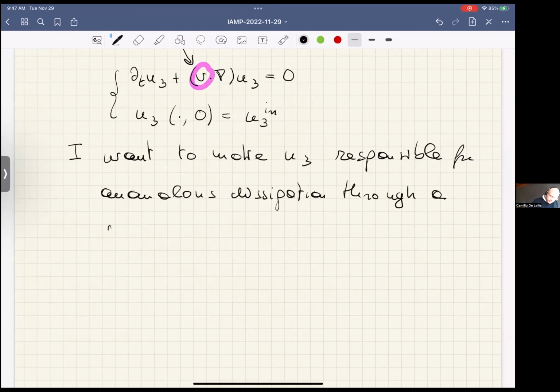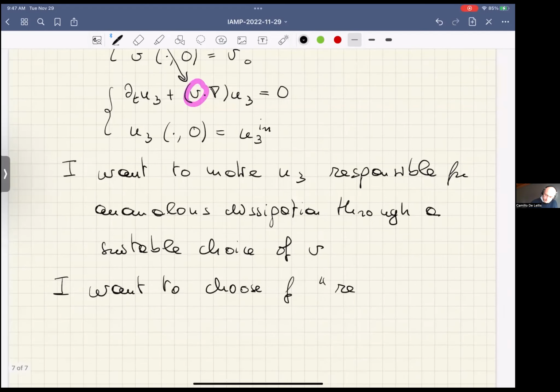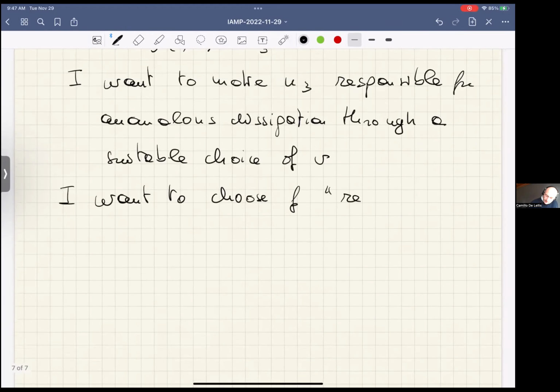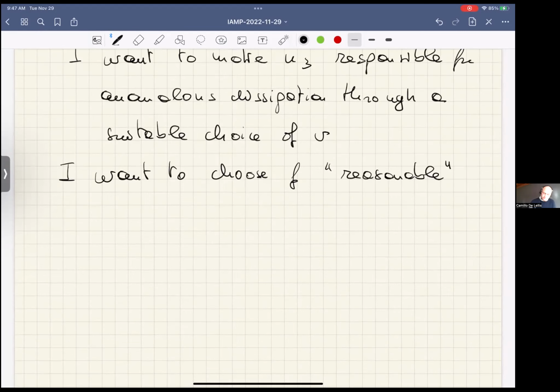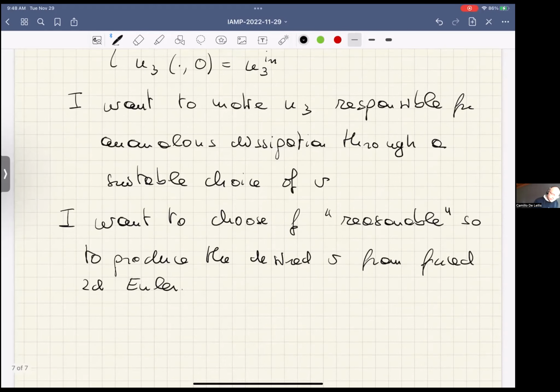say, a suitable choice of V. And then I want to choose F reasonable, so to produce V, so to produce the desired V from the first equation, which is 2D Euler, but in my case, it's going to be the forced 2D Euler. Okay, so that is, say, step one.